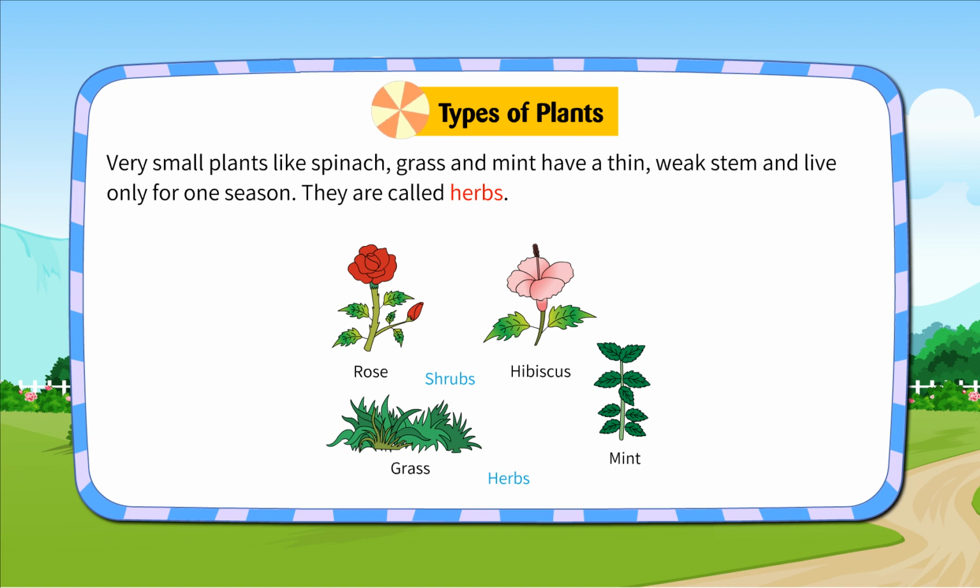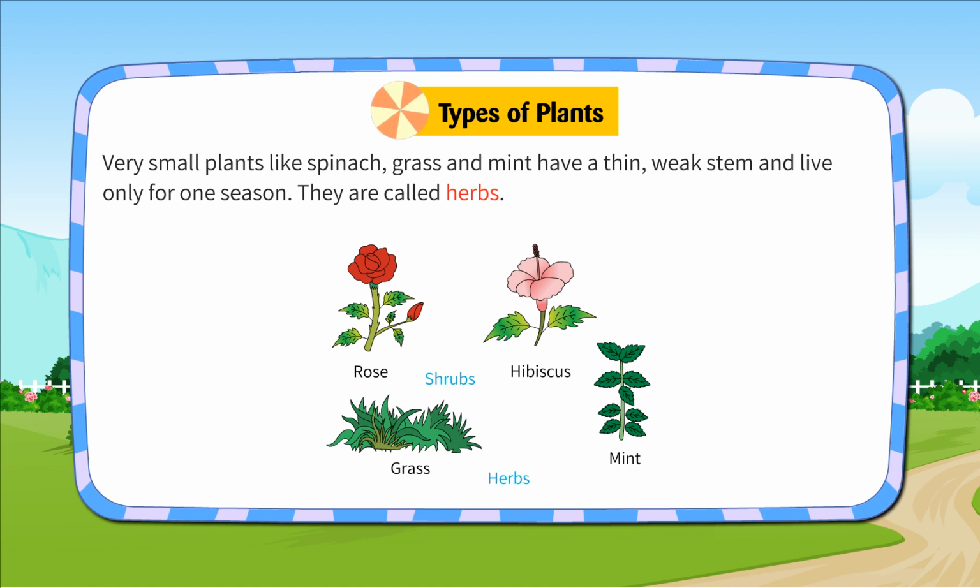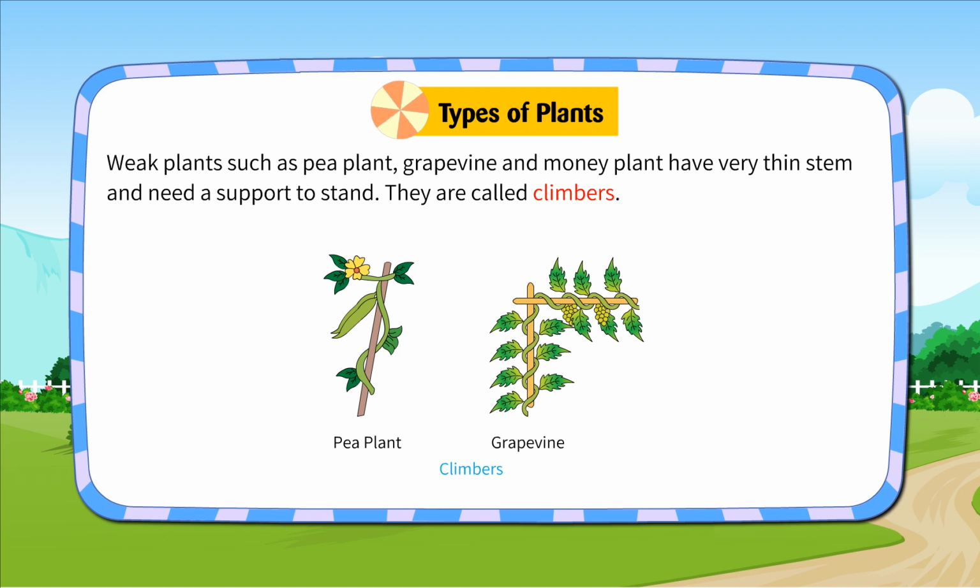Very small plants like spinach, grass and mint have a thin, weak stem and live only for one season. They are called herbs. Weak plants such as pea plant, grapevine and money plant have very thin stems and need a support to stand. They are called climbers.